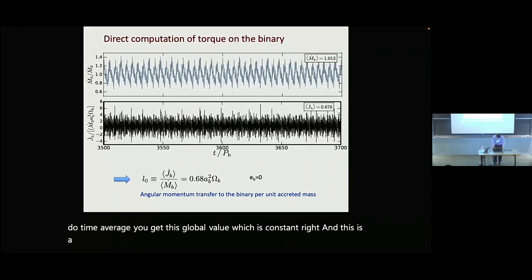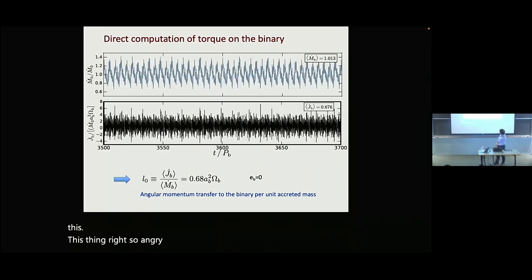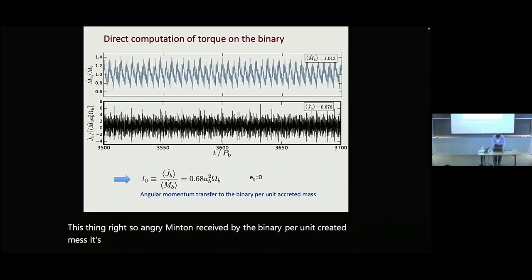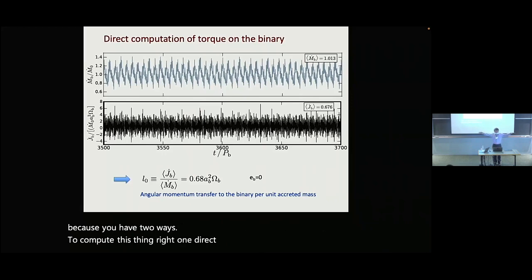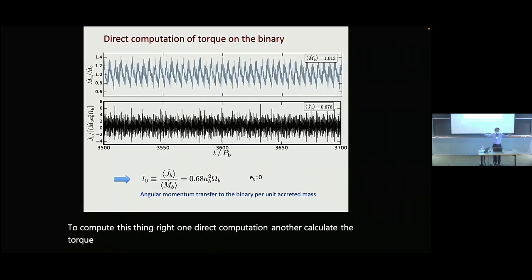J L naught is big. J dot divided by m dot is a value which is equal to this thing, right? So it's the angular momentum received by the binary per unit accreted mass. It's a positive number, so we are pretty confident this is the case because you have two ways to compute this thing, right? One, direct computation; another, calculating the torque, calculating the angular momentum flux across the disk. They're consistent, you get a global balance. So for me, it's very convincing.